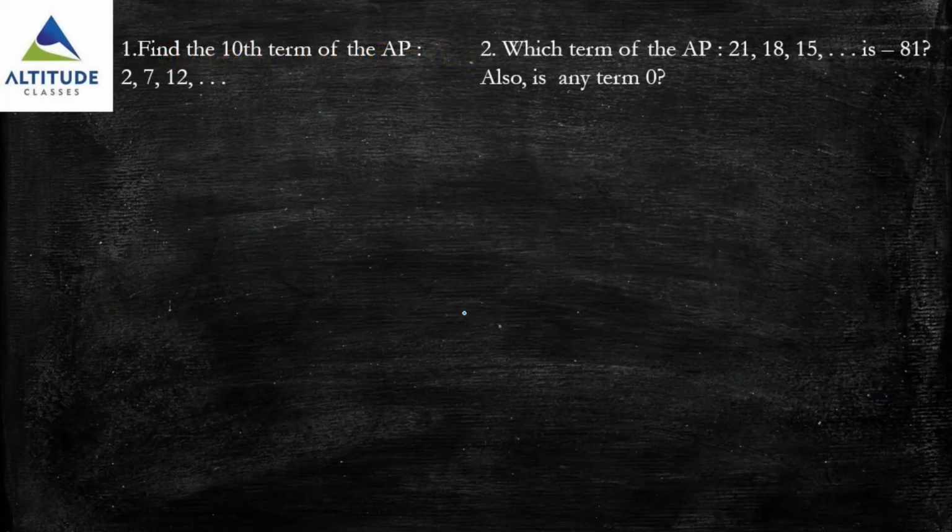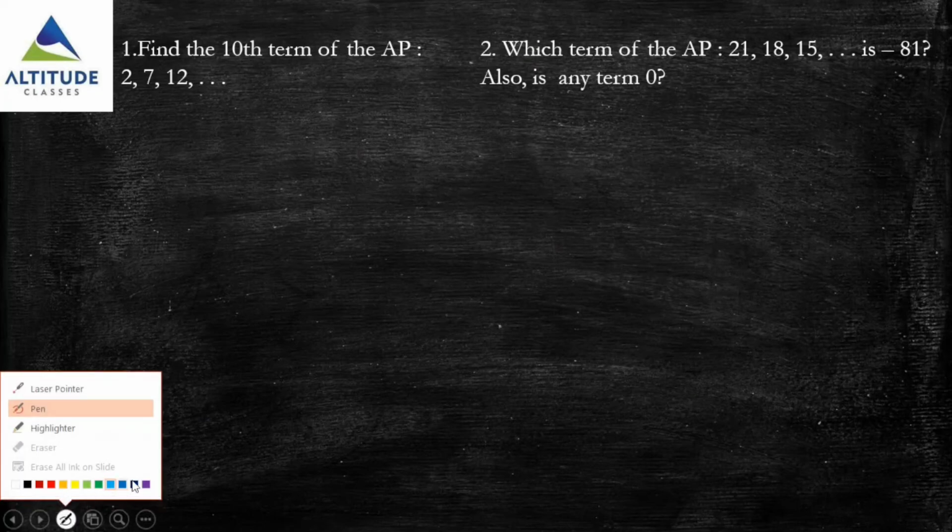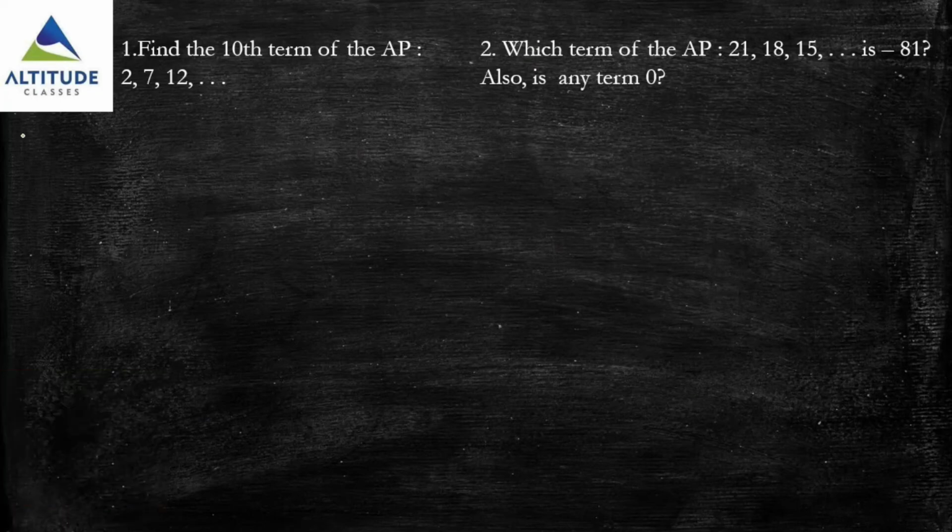So let's try to solve a few problems. First, problem number 1. Find the 10th term of AP 2, 7, 12. First, we'll try to understand what is the first term, what is the common difference, and all these things. So 2, 7, 12. Clearly, the first term is 2.